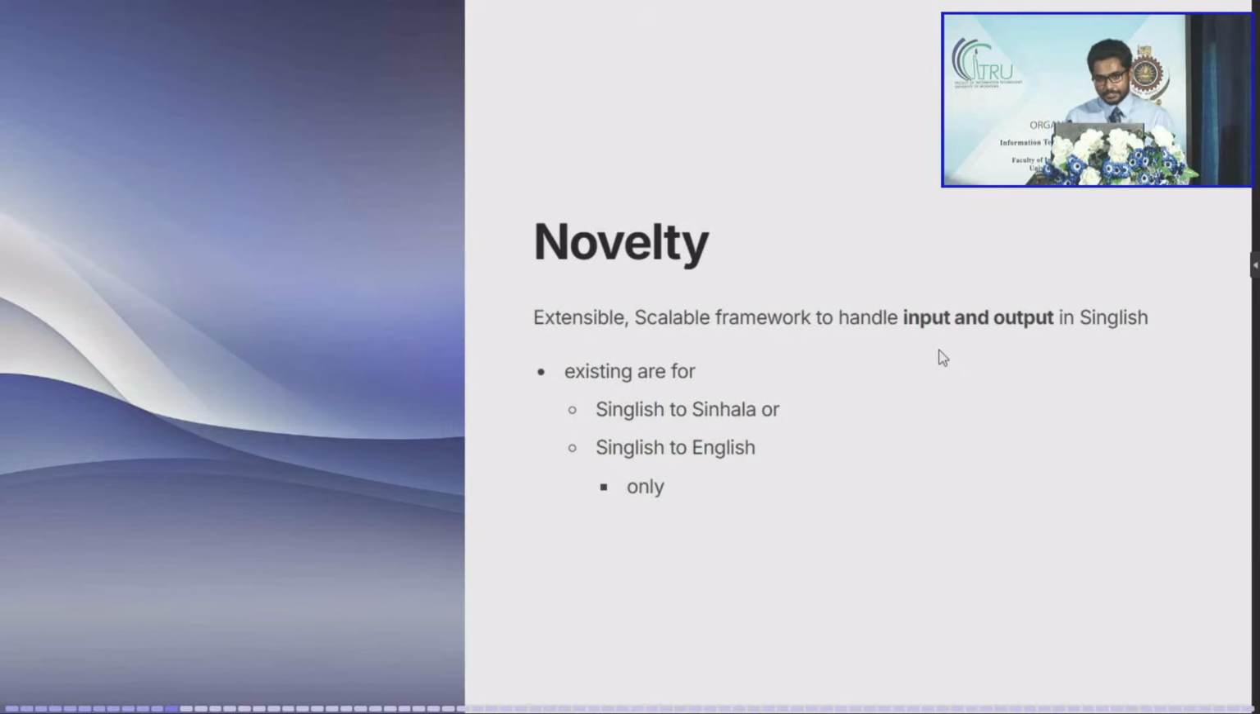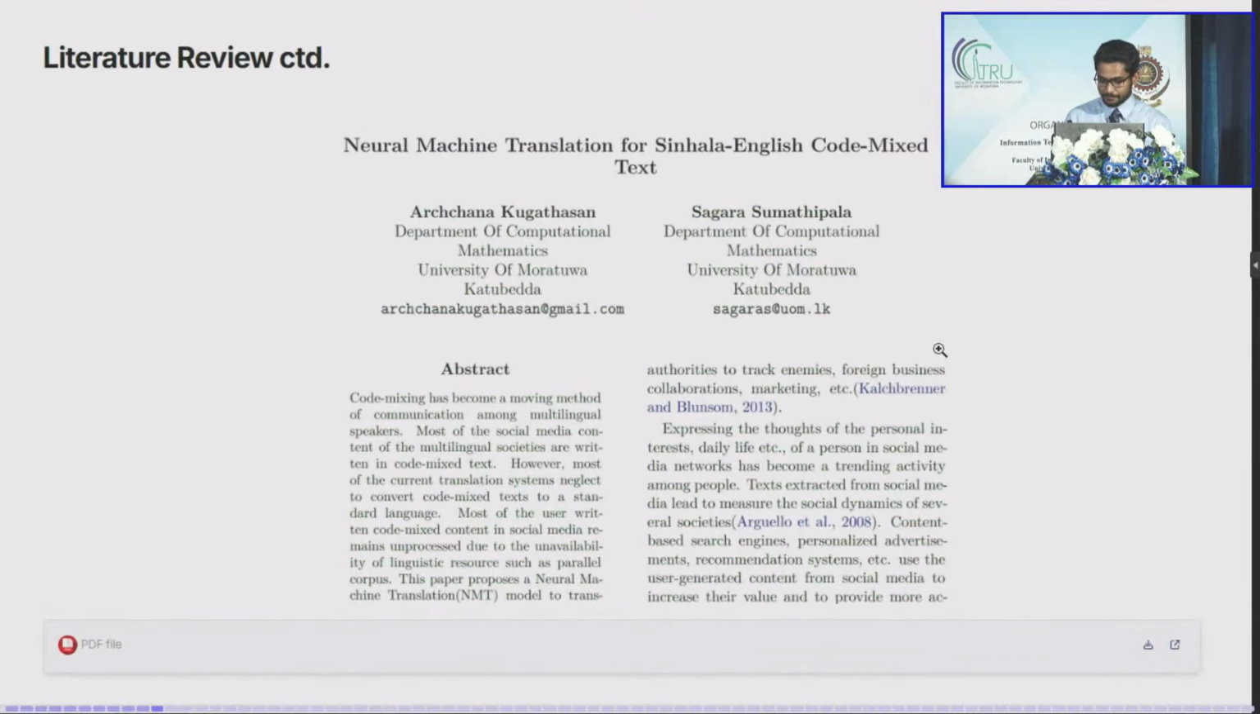And the novelty, which is the most important part of our research, is the ability to process Singlish in both ways. That means a user can input Singlish and it will be converted to English. And also, we feed the English output that is coming from the usual traditional RAG and convert it to Singlish output as well.